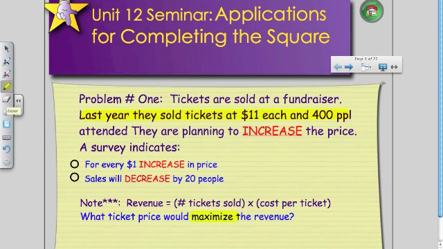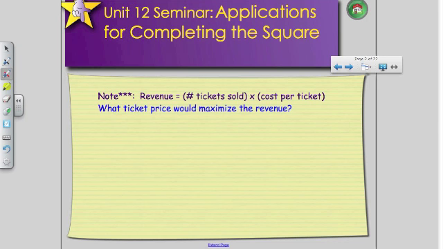Now, the key to this question is the little note that I've placed over here. In order to set up the equation, we have to come up with a quadratic equation. And because we're looking for maximum revenue, you have to know what revenue is, how we can calculate revenue. So our starting point is finding the number of tickets sold and multiplying that by the cost per ticket. So that's how we're going to set up our quadratic equation. Number of tickets sold times the cost per ticket.